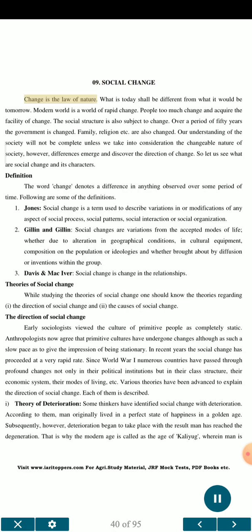09. Social change. Change is the law of nature. What is today shall be different from what it will be tomorrow. The modern world is a world of rapid change. People accept change and acquire the facility of change. The social structure is also subject to change.